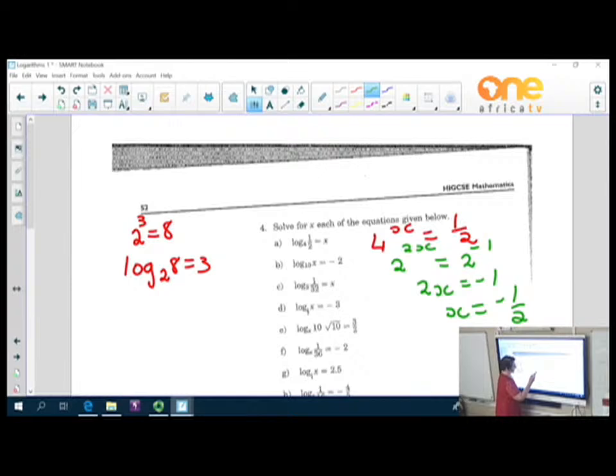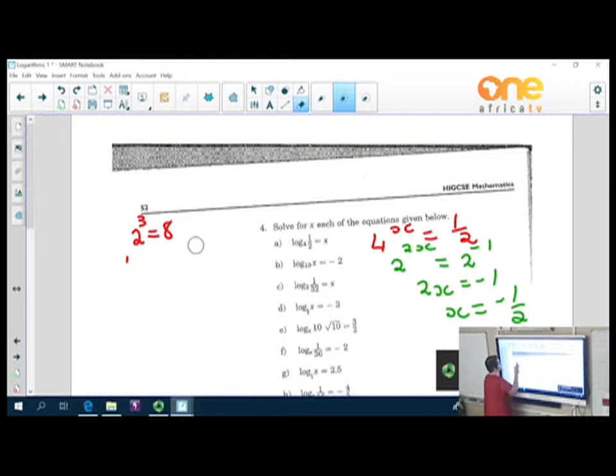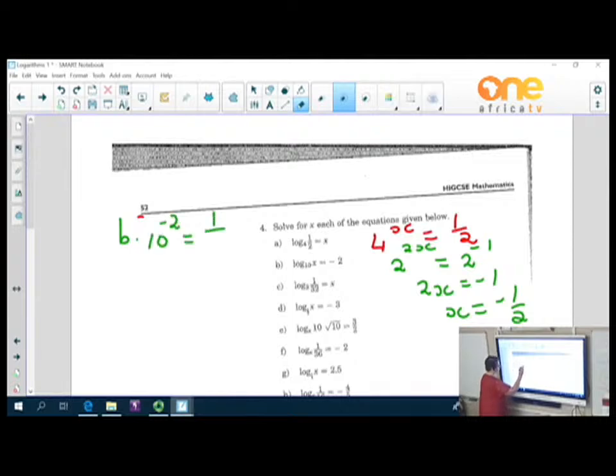The next one, 10 to the power of negative 2. 10 to the power of negative 2 is what? And this one is easy. It is 1 over 100, right? So let's try to do them on this side, perhaps better. Number B is then 10 to the power of negative 2 is x, and this is 1 over 100.